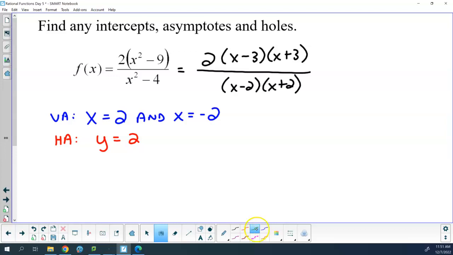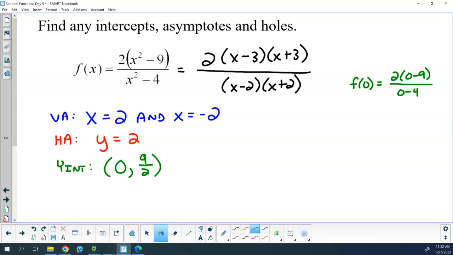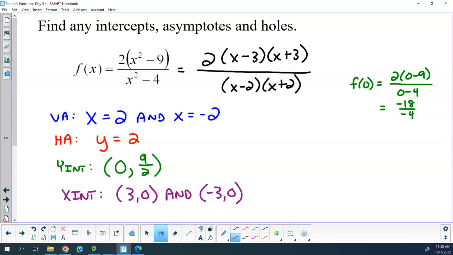That's asymptotes. Intercepts. Y-intercept: 0 comma nine halves. We plug in 0 and get negative 18 over negative 4, which reduces to 9 halves. X-intercepts: 3 comma 0 and negative 3 comma 0, where the numerator is equal to 0. Holes: none.